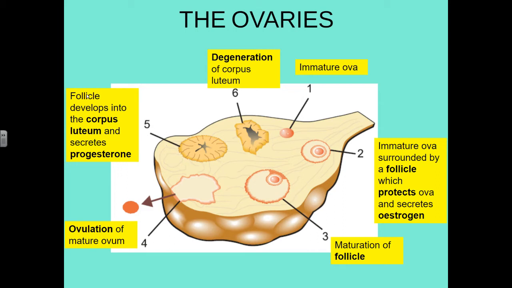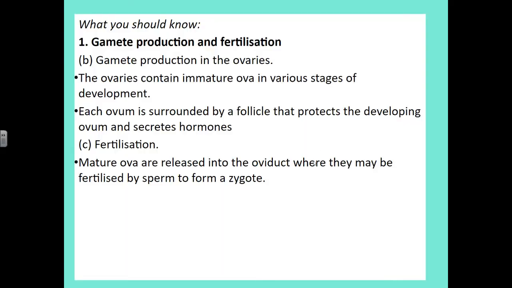In stage 5, we see the follicle developing into something called the corpus luteum, and it then stops producing estrogen and begins to produce progesterone. It degenerates and then is eventually digested by enzymes. But up to that point, it's very, very useful.